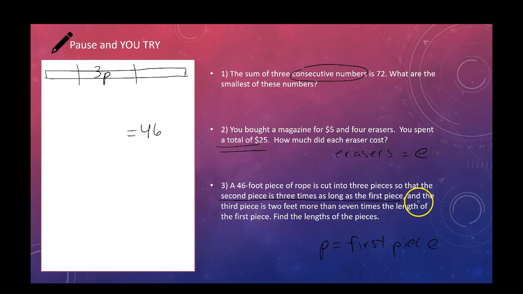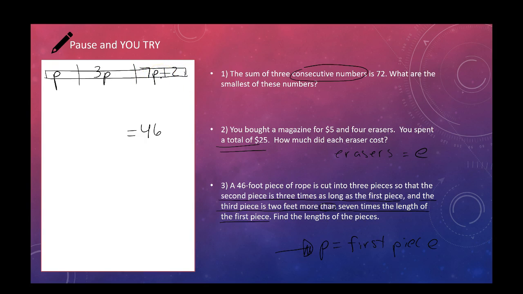Okay, then it says, and the third piece is 2 feet more than 7 times the length of the first piece. Okay, that's a long one. 2 feet more than, so because of the than, I flipped the order. So it's going to be plus 2 at the end. 7 times the length of the first piece. So that was P is this first piece, so 7P. And again, the first piece is P because that's exactly what I have written down there. So those would be your 3 individual expressions. P for the first, 3P for the second, 7P plus 2 for the third.